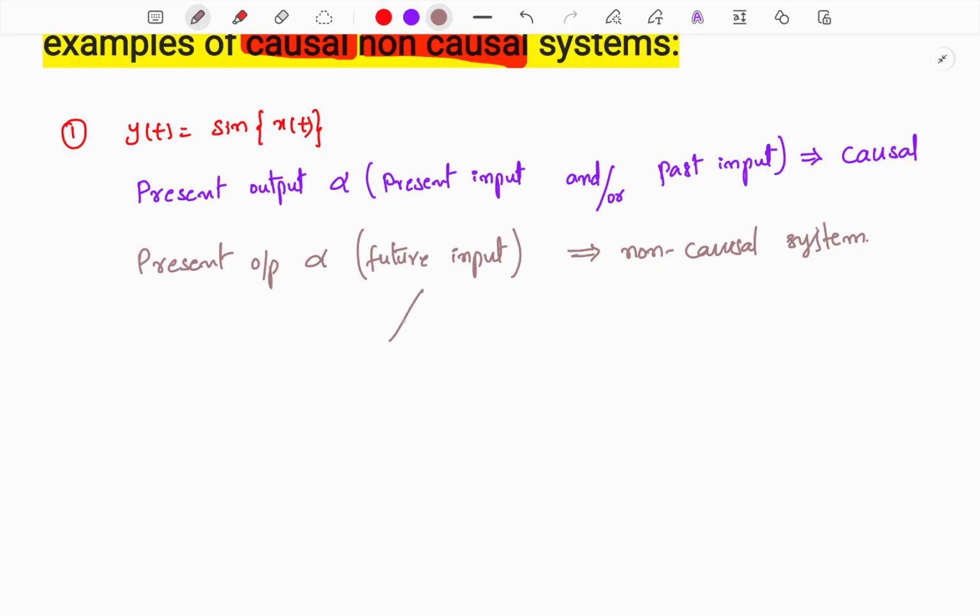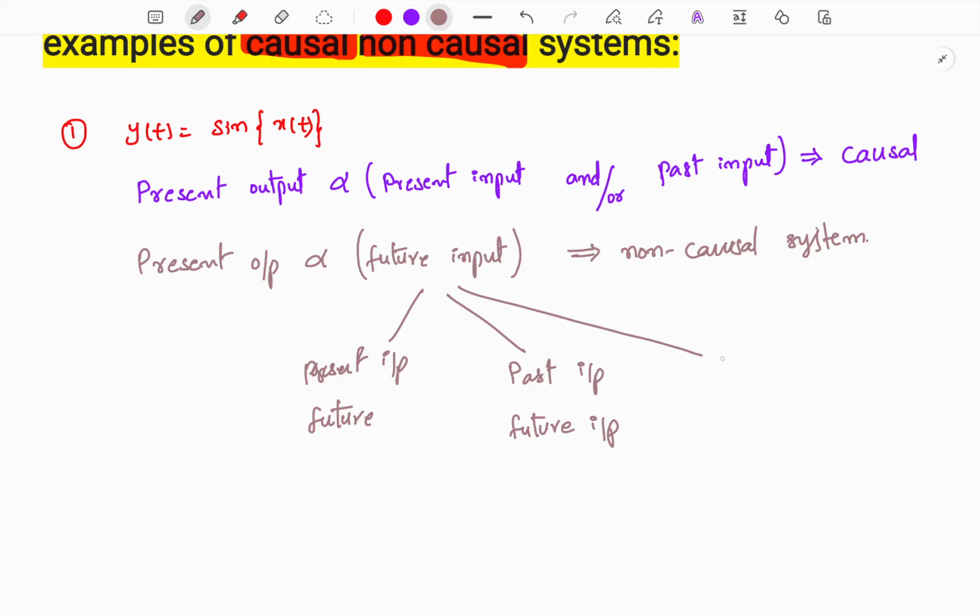Here we can observe that it depends on present input as well as future input. Then in that case also it is non-causal. Similarly, if it depends on past input as well as future input, then in that case also the system is non-causal.